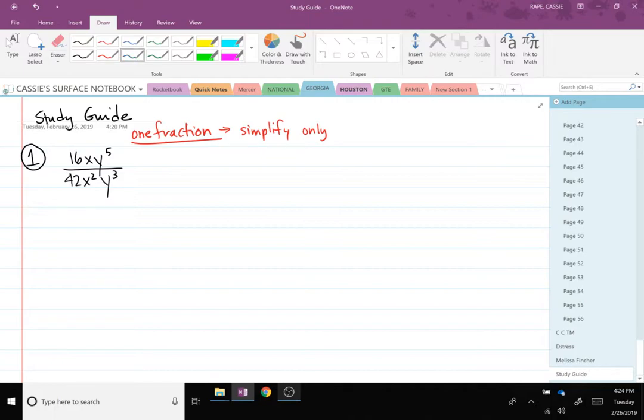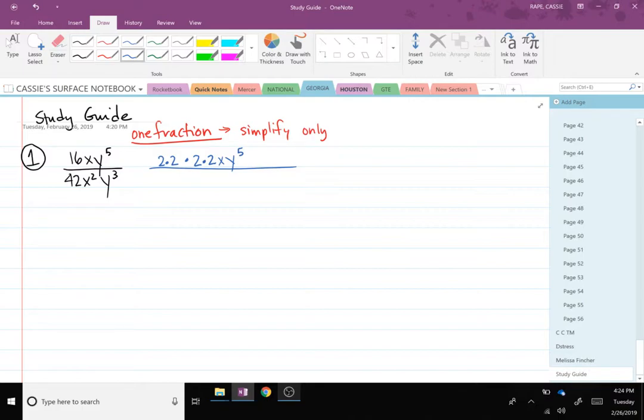So for 16xy^5, I know that 16 is 4 times 4. I'm just going to break that down and see if that's good enough. Actually, I know that 4 times 4 is 2 times 2, so I actually have 2 sets of 2 times 2. Then xy^5 over 42.